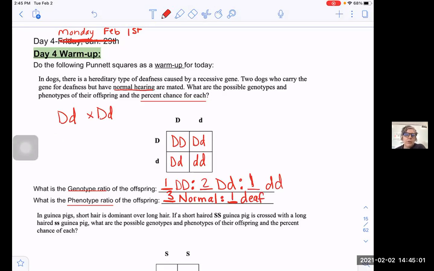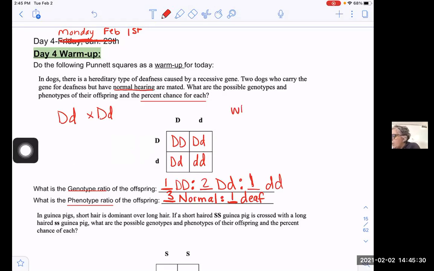Now, I want to quickly talk about something that students get confused. Students start thinking, oh, okay, so if these dogs had 4 puppies, 3 of them would definitely be able to hear and 1 of them will definitely be deaf. And that is not the case. Okay, what we're looking at here is a percent chance of the puppies having these genotypes and phenotypes.